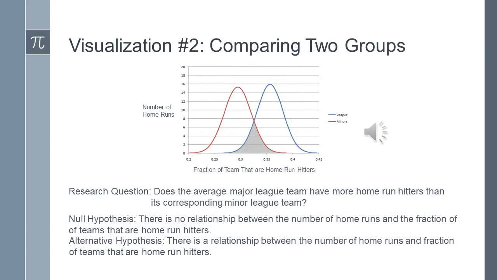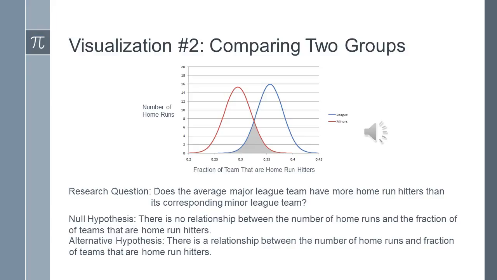On our visualization number 2, we are comparing two groups. On the y-axis, we have the number of home runs. On the x-axis, we have the fraction of teams that are home run hitters. The blue curve represents the league, the red curve represents the minors.